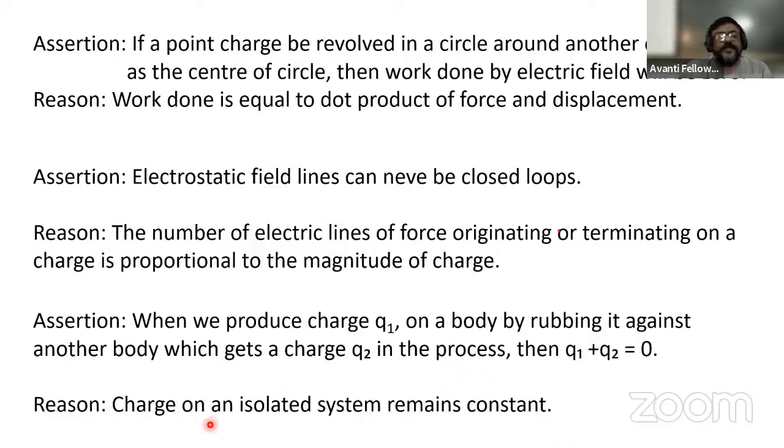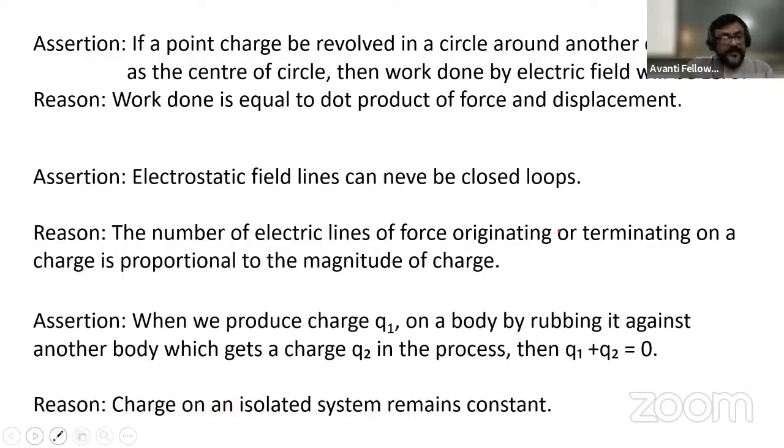So why does it happen? No charge is missing, no charge is destroyed, and no charge is created in that system. Only the transfer of charges has taken place from one object to the other object. So definitely it is nothing but the law of conservation of charge: in an isolated system, the total charge remains constant. So the assertion is correct, the reason is also correct, and it is the correct explanation of the assertion. So our choice will definitely be A.